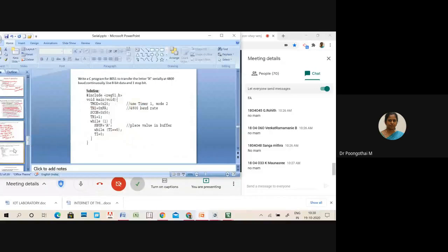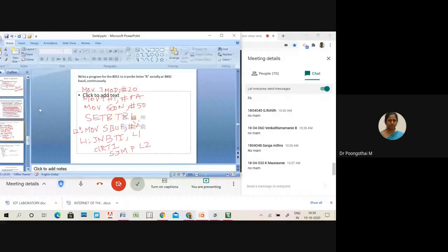So the homework problem: you have to write a C code for this particular application. Write an embedded C program for the 8051 to transfer the letter A serially at 4800 baud rate.